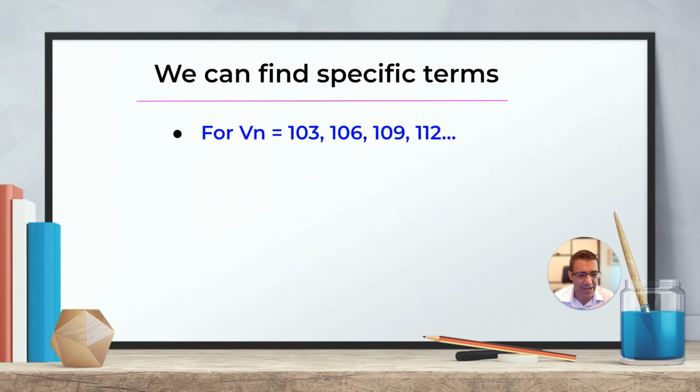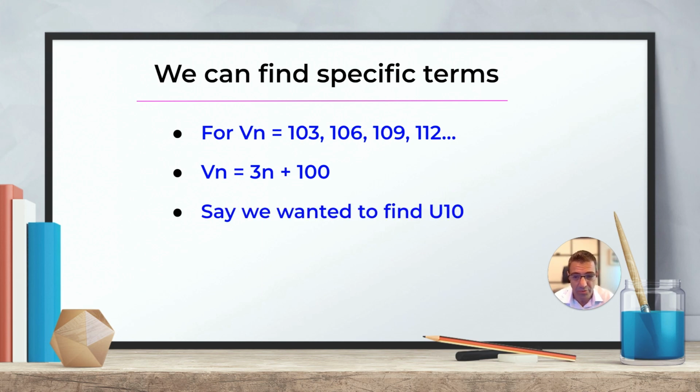Let's try now for Vn equals 103, 106, 109, 112. This is again a 3n sequence, but it's 3n plus 100. So if we wanted to find the 10th term, we would do 3 times 10 plus 100. So we're going to do that. 3 times 10 is 30. 30 plus 100 is 130. And so again, we can find the 10th term, we can find the 100th term, we can find the 1000th term without having to keep counting, which is a big save in terms of your time, right?